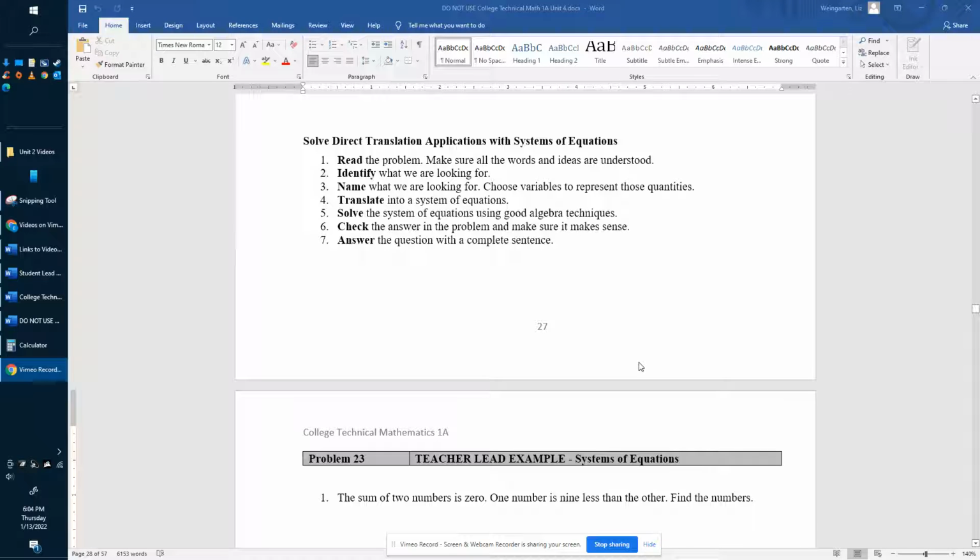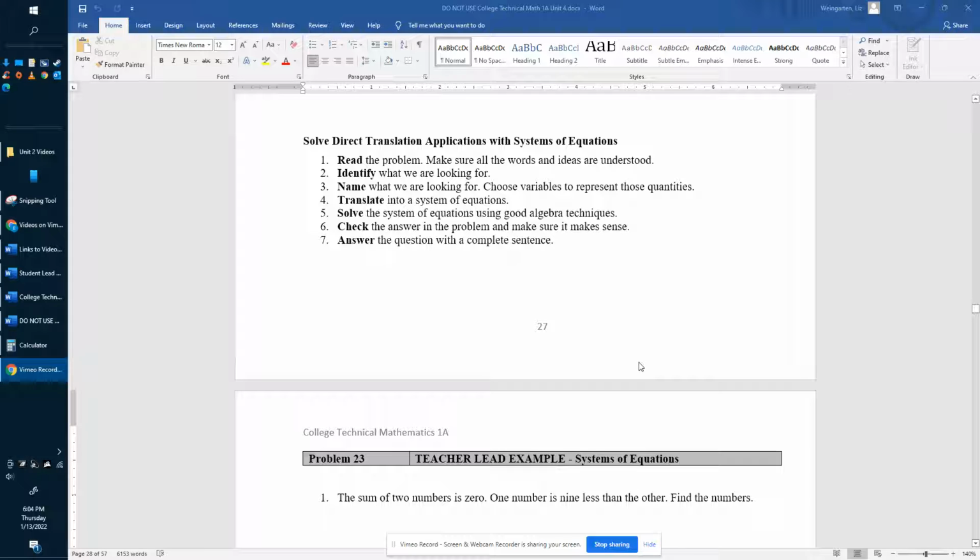I'll tell you right off the bat, this video is going to be on the long side. There are a lot of different word problems that we can solve using systems of equations. So I just wanted to go through the steps on solving word problems in general.